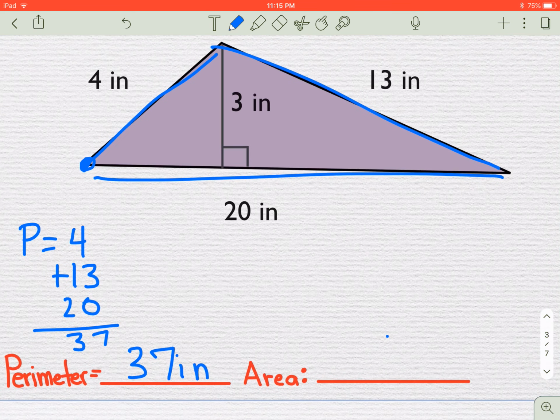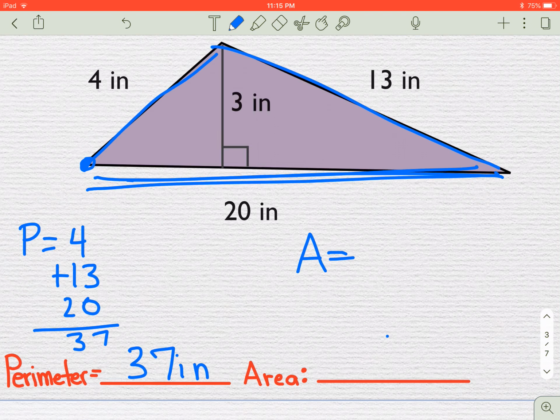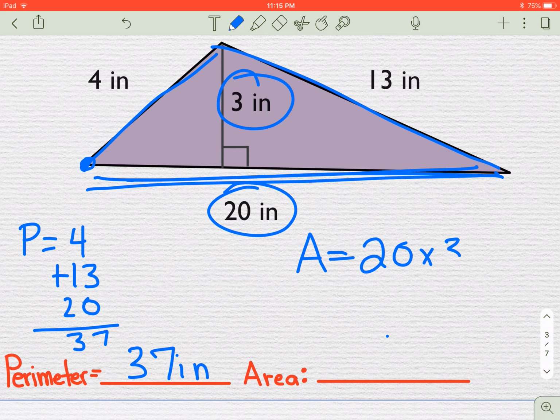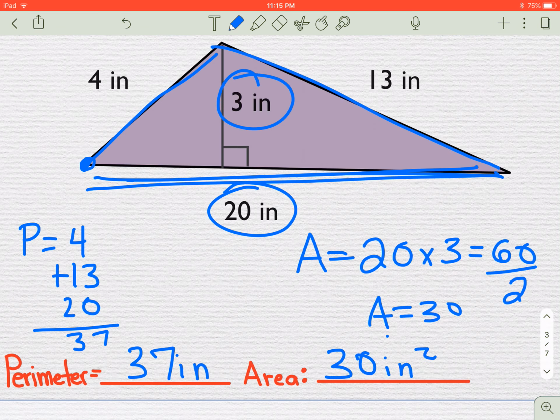To find my area, I take the base. Well, the base is right here, which is 20. I multiply it by my height. My height is my straight up number, which is 3, which is 60. But since it's a triangle, trapezoids and triangles, I have to divide by 2. So this is going to have an area of 30. So my answer is 30 inches squared.